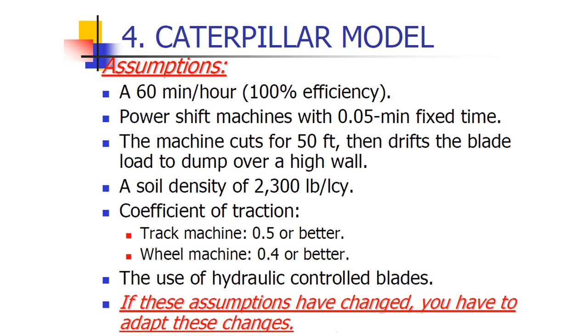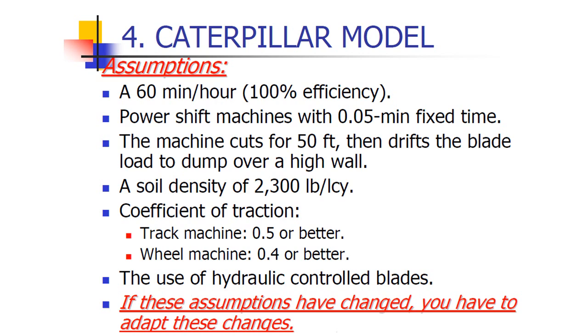Here we are having some assumptions for ideal production. So we're assuming a 60 minute per hour, 100% efficiency, a power shift transmission machine with 0.05 minimum fixed time. The machine cuts for 50 feet, then drifts the blade. The soil density is 2,300 pound per LCY.